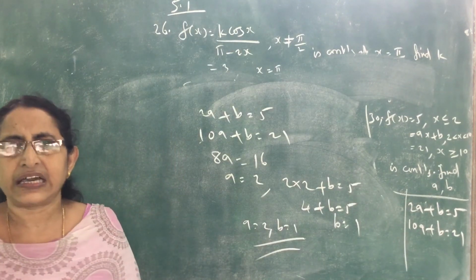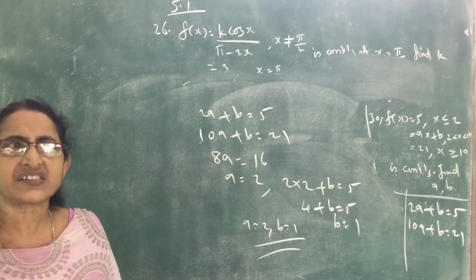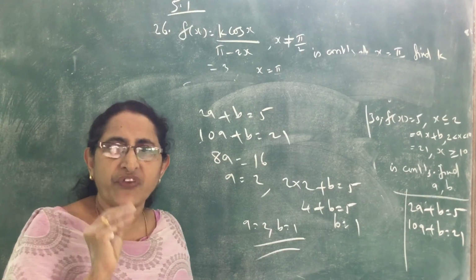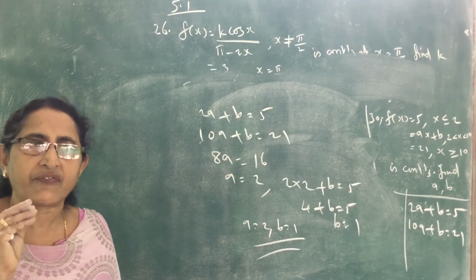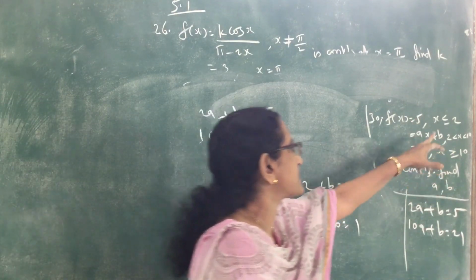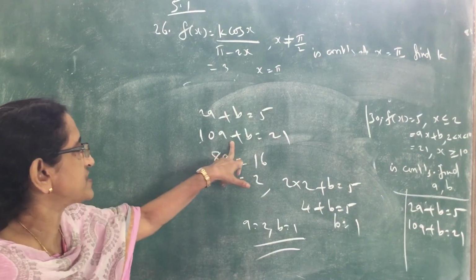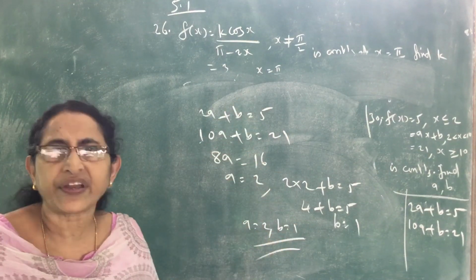So here it is given that the function is continuous. A continuous function means it will be continuous at every real number or every point in the domain. So we use the continuity at x equal to 2 and x equal to 10. Using that, we got two equations. Then solving that, we got a and b.